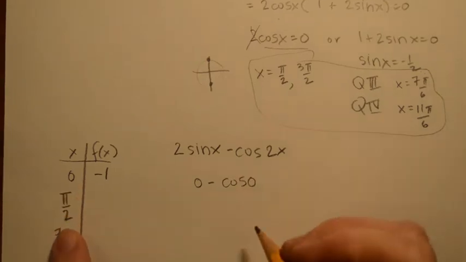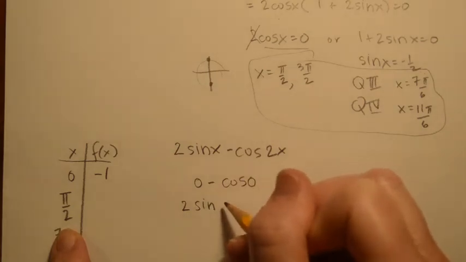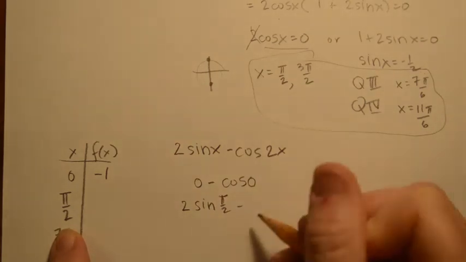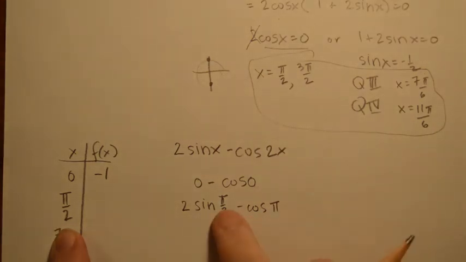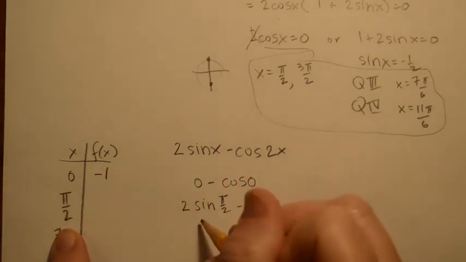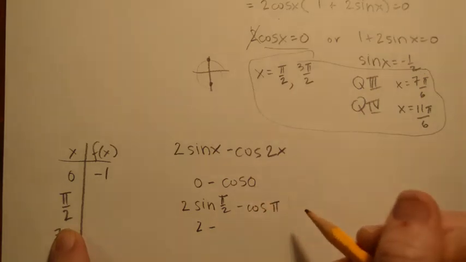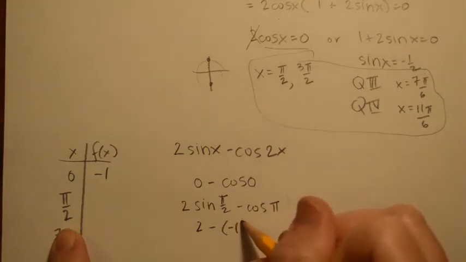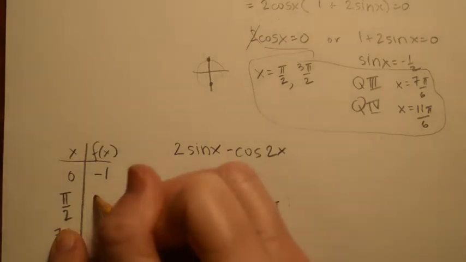When we put in pi over 2, we get 2 sine pi over 2 minus cosine of pi. Sine of pi over 2 is 1, so we've got 2 minus, and then cosine of pi is -1. And so we end up with 3.